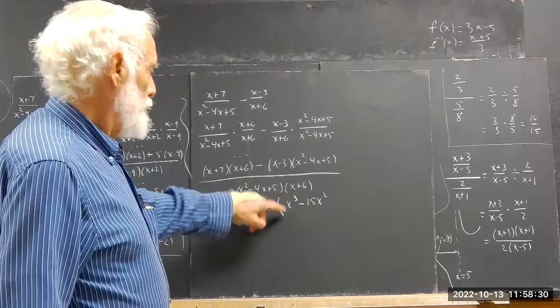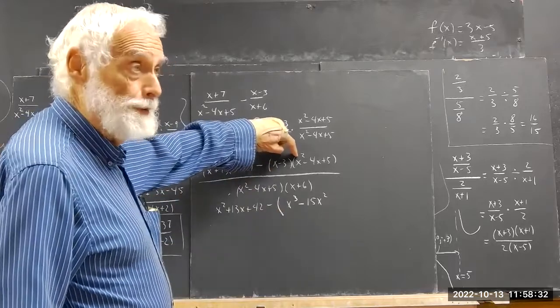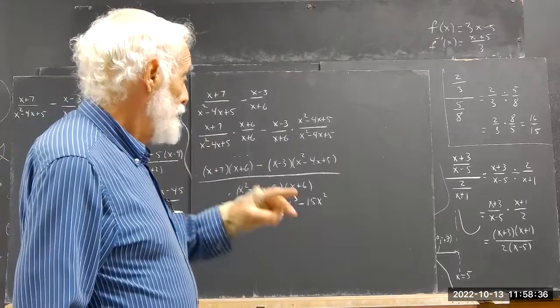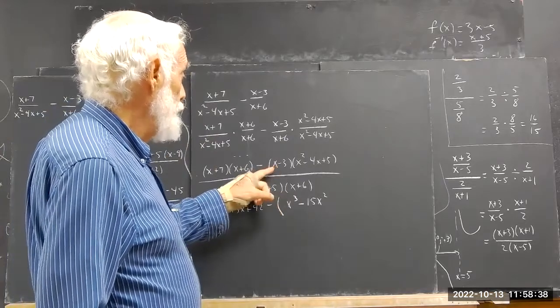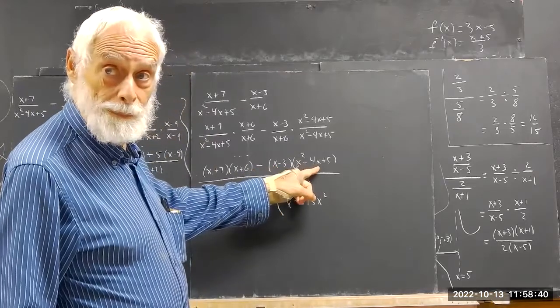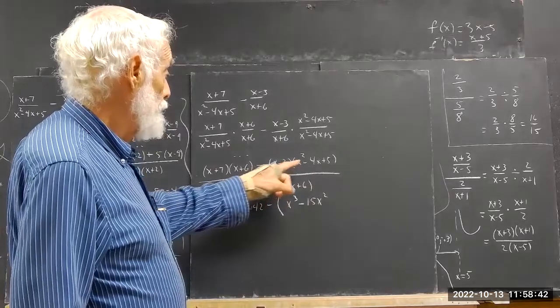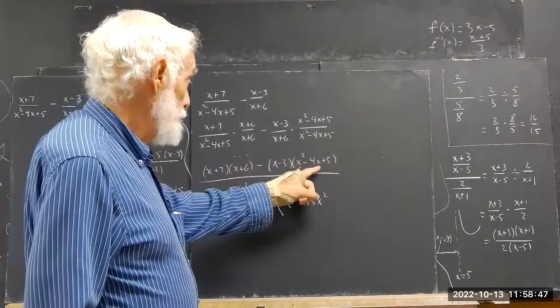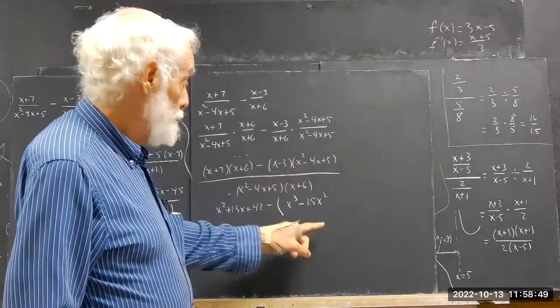There's only one way I'm going to get a cube of x, it's multiplying x by x squared. There are two ways I can get an x squared. I can multiply the x by the negative 4x, or I can multiply the negative 3 by the x squared. Well, I can put those together. I get a negative 4x squared here. I get a negative 3x squared here.